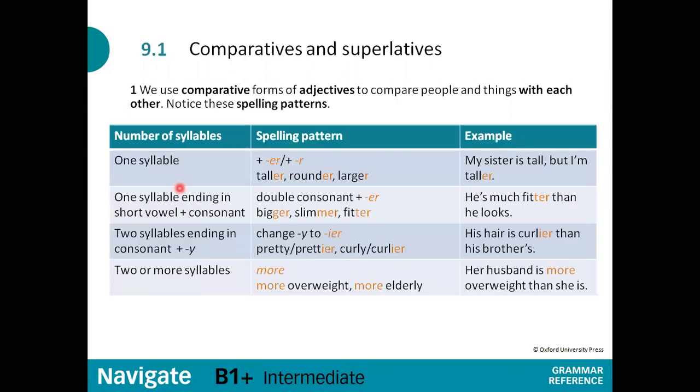Okay, look at this table. Here you can see, in this column, the number of syllables, here the spelling pattern, and here the examples. All right, let's go through them one by one.